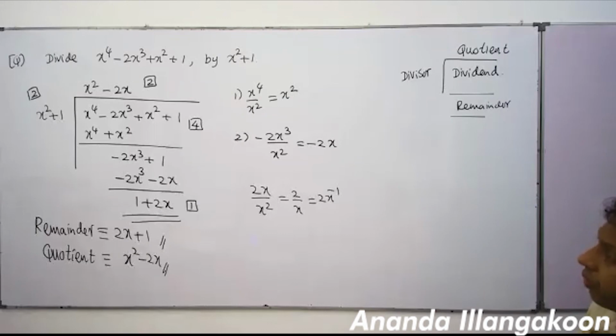First one, write down: the sum of the degrees of the divisor and the quotient is equal to the degree of the dividend.